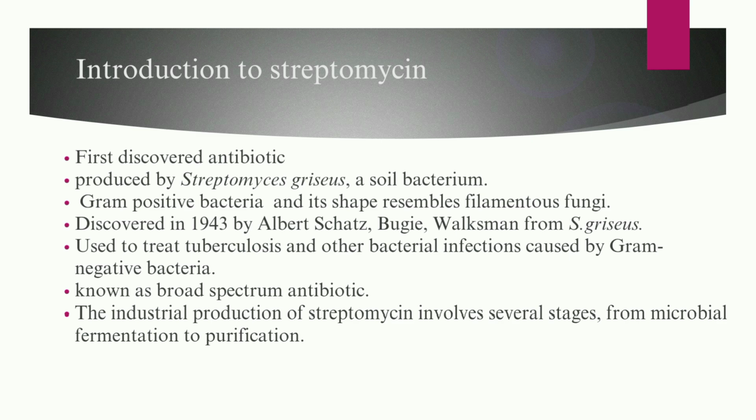Streptomycin was discovered by Albert Schatz, Bugie, and Waksman from Streptomyces griseus in the year 1943. It is primarily used for the treatment of tuberculosis and for bacterial infections caused by gram-negative bacteria. It is known to be a broad-spectrum antibiotic. The production of streptomycin involves various stages from microbial production and fermentation to purification.